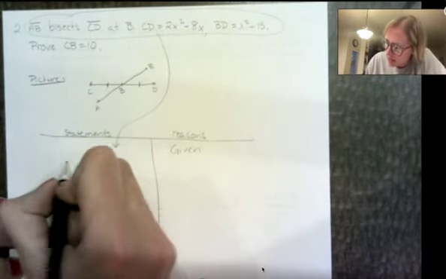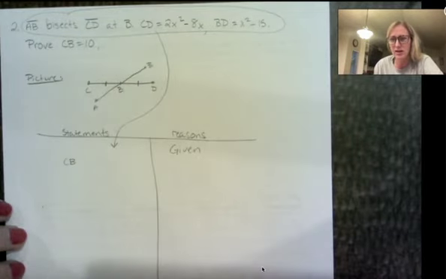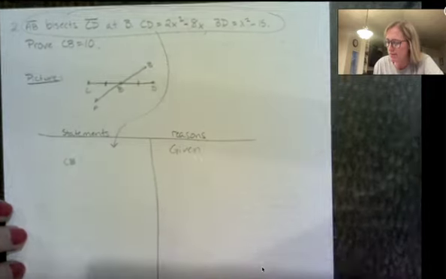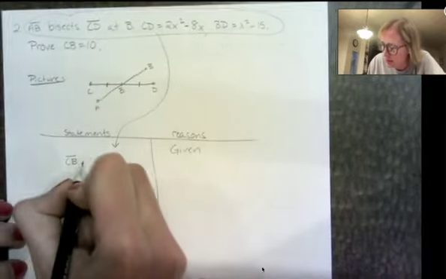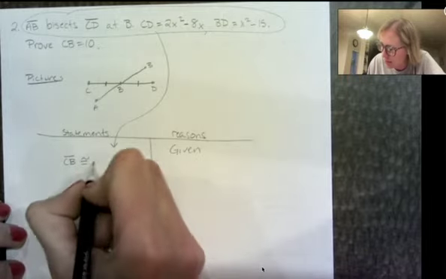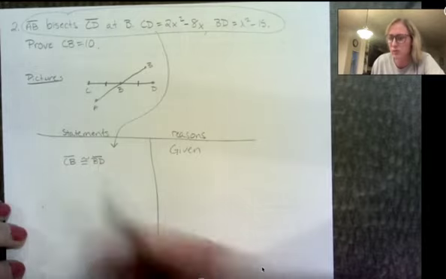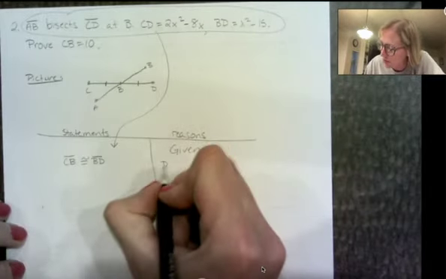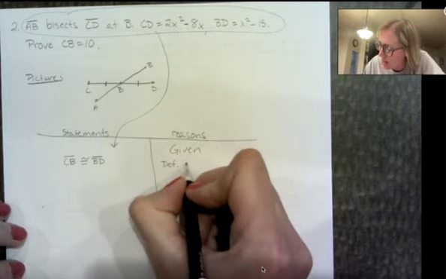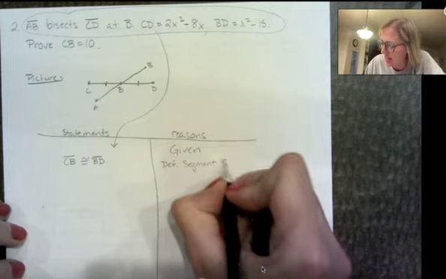So CB, and here's something you can do to skip a step. Actually, I'm going to show it here just so you guys can see it. So I'm going to say segment CB is congruent to segment BD. My reason for saying that is because of that word bisect. Bisect means it has to cut exactly in half. So I'm going to say definition of segment bisector. That's what's being cut in half, a segment.